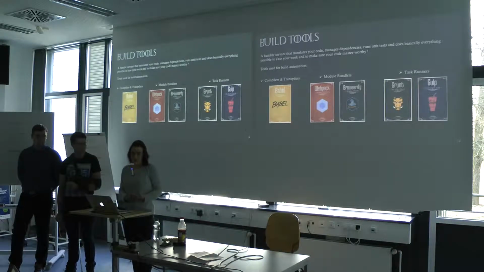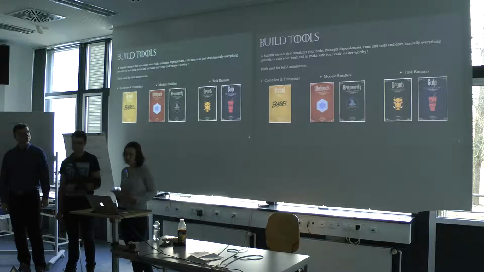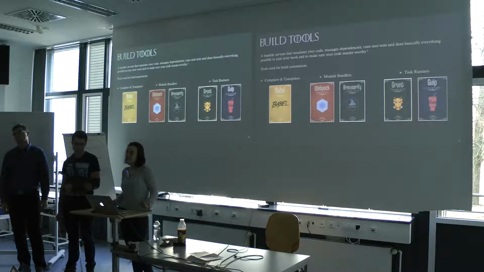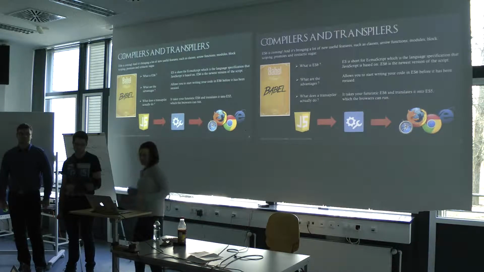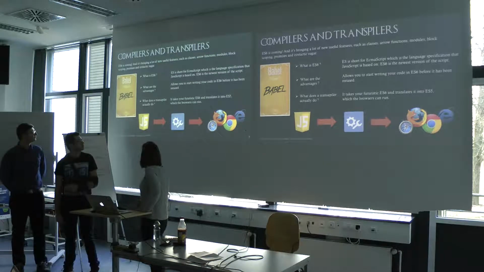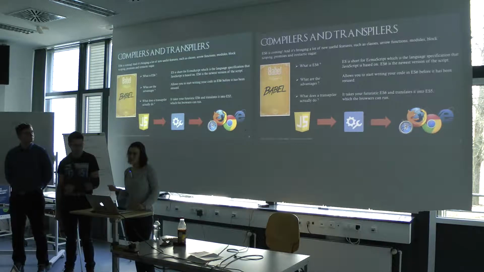And first of all, what are build tools? Those are tools that you need to automate your build, and basically they take the steps that you need to repeat multiple times during your development process. So the first tool that we're going to talk about is Babel. It's a transpiler, and what it does is basically it allows you to write code in ES6, which is the future version of JavaScript. That's the current version.